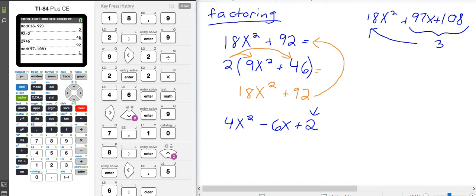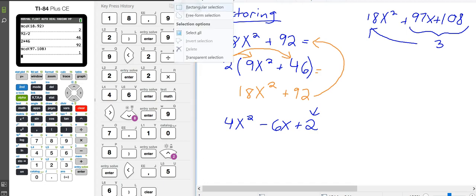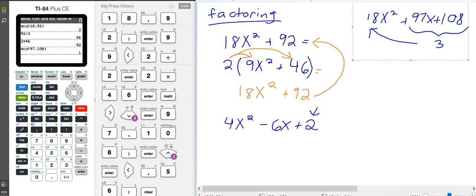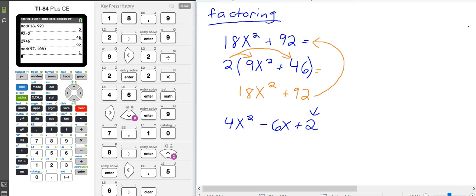Either way, let's go back to the question we were in the middle of. 4x squared minus 6x plus 2. So we decided that the only thing that all of these terms would be divisible by would be 2. So we're going to pull out a 2. 4x squared divided by 2 is 2x squared. Negative 6x divided by 2 is negative 3x. And 2 divided by 2 is 1. So this would be our answer.